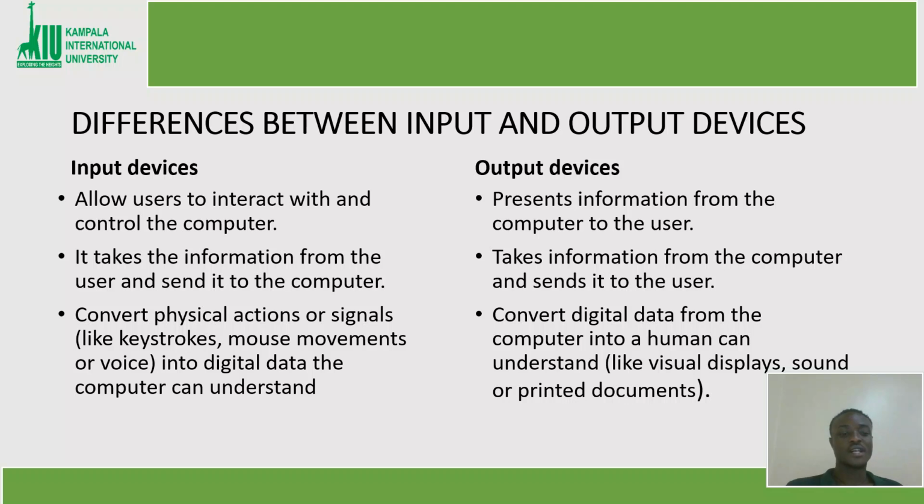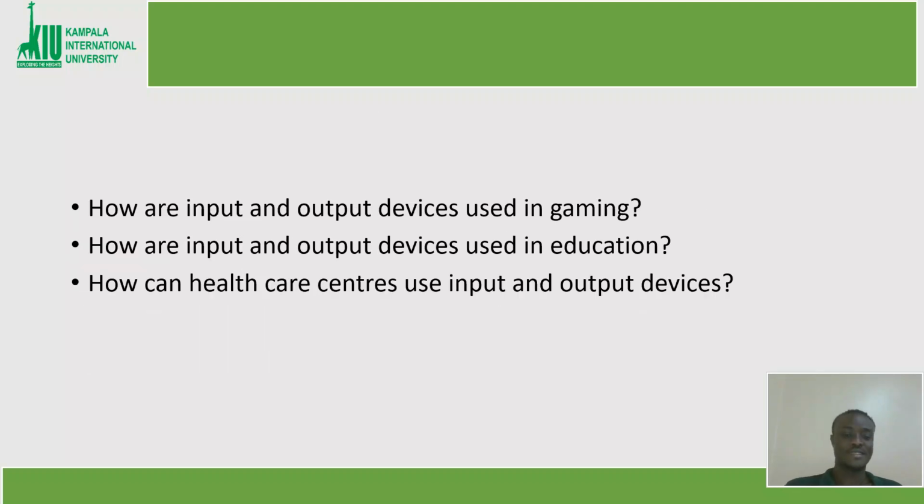These devices help you to interact with the computer and bridge the gap between you and the computer so that the computer can understand. Remember, computers don't understand our language. On the side of output devices, they convert digital data from the computer into a language that a human can understand, like visual displays, sound, and printed documents.